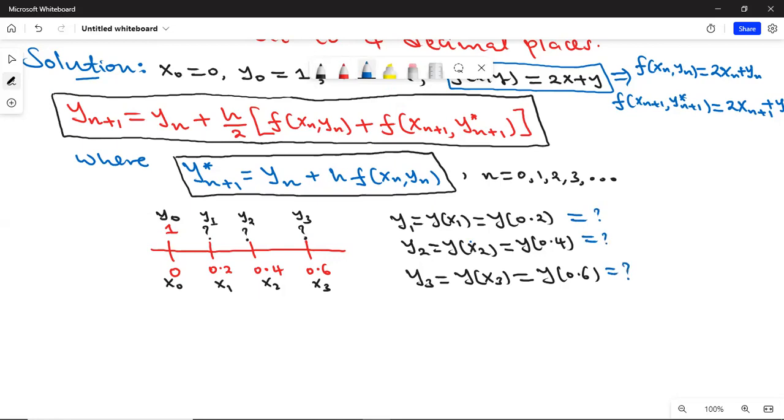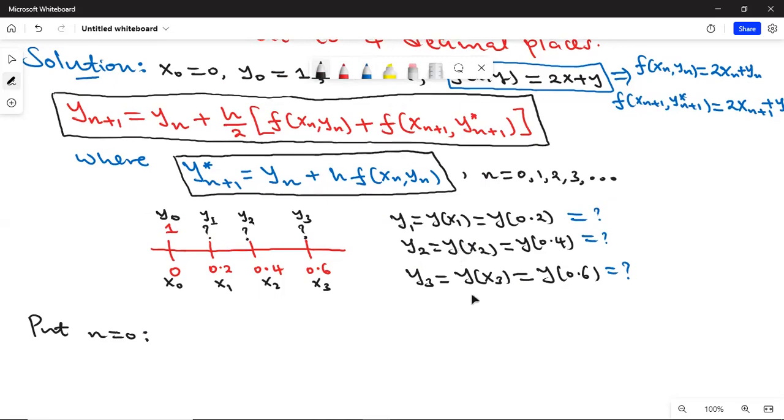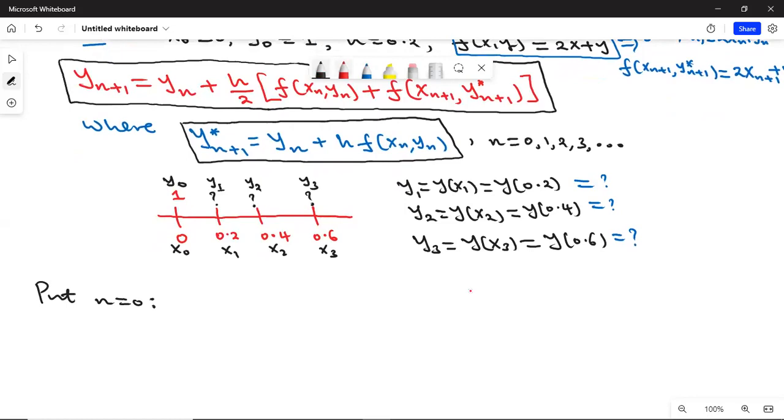So let's start. When we put n is equal to 0, what are we going to find? This is what we'll find, that y1 is equal to y0 plus h over 2 into f of x0, y0 plus f of x1, y1 star. Let us find y1 star.